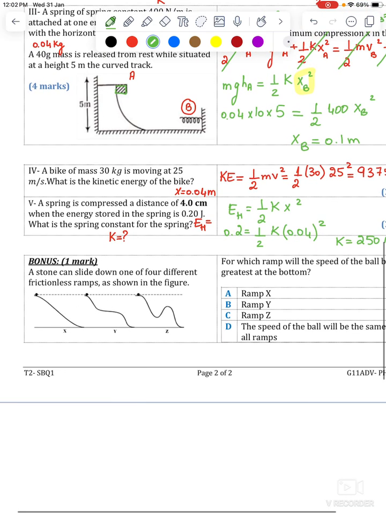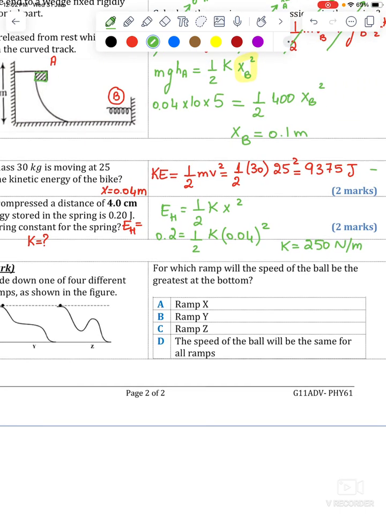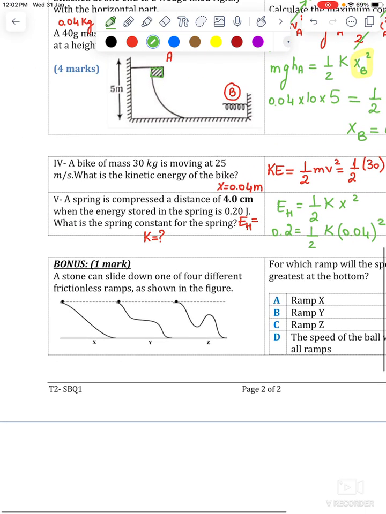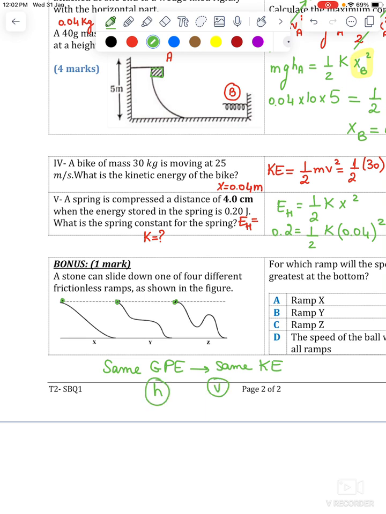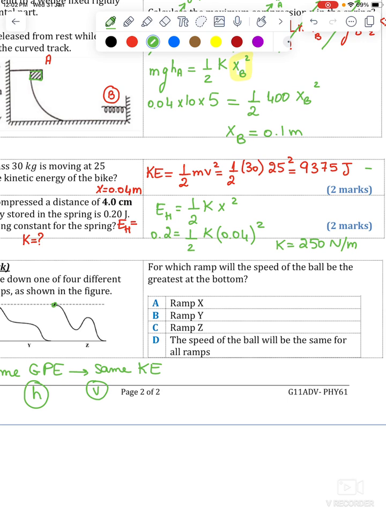Solving the last question, which is the bonus, I need to find for which ramp the speed of the ball will be the greatest. Eventually, they will all have the same speed because initially they all have the same GPE at the same height. So basically they will all have the same kinetic energy, meaning the same velocity. So the speeds of all the balls will be the same for all the ramps.